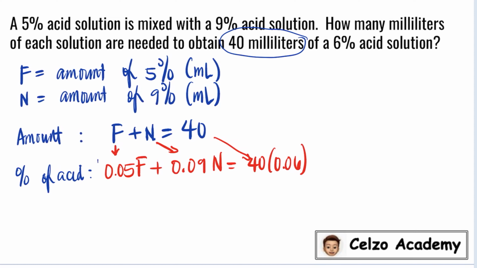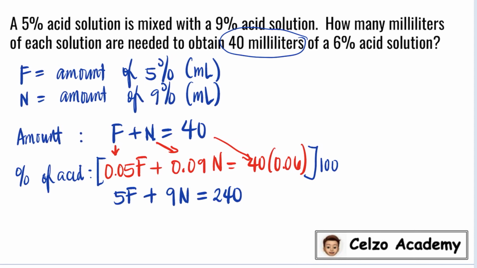Let's simplify equation number 2 by multiplying it by 100 because we have two decimal places. 0.05 times 100 is 5f, plus 0.09 times 100 is 9, so we have 9n, is equal to 0.06 times 100 is 6, times 40 is 240. So the second equation is the same thing as 5f plus 9n is equal to 240.